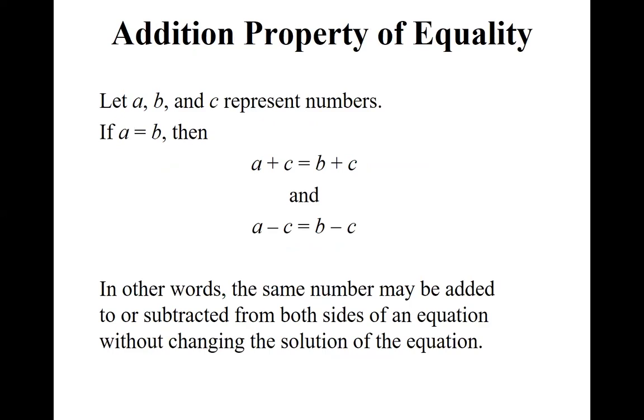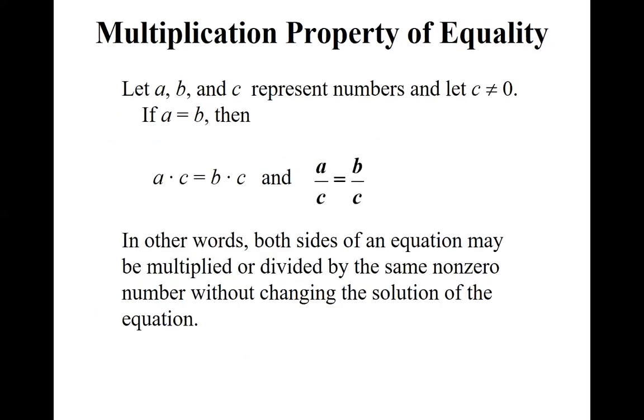If A equals B, then A plus C equals B plus C, and A minus C equals B minus C. In other words, we can add the same thing to both sides of an equation, or we can subtract the same thing from both sides of an equation without changing its value. Likewise, we could multiply both sides of an equation by something or divide both sides of an equation by something and not change its value. So if A equals B, AC equals BC. A over C equals B over C.